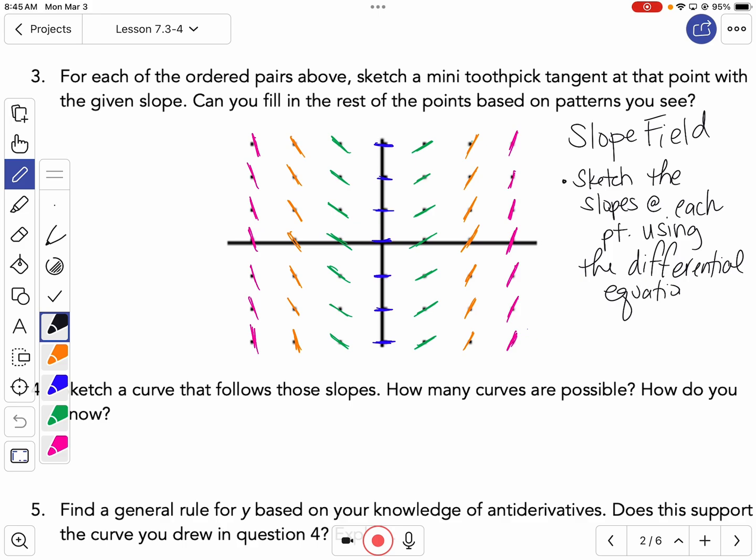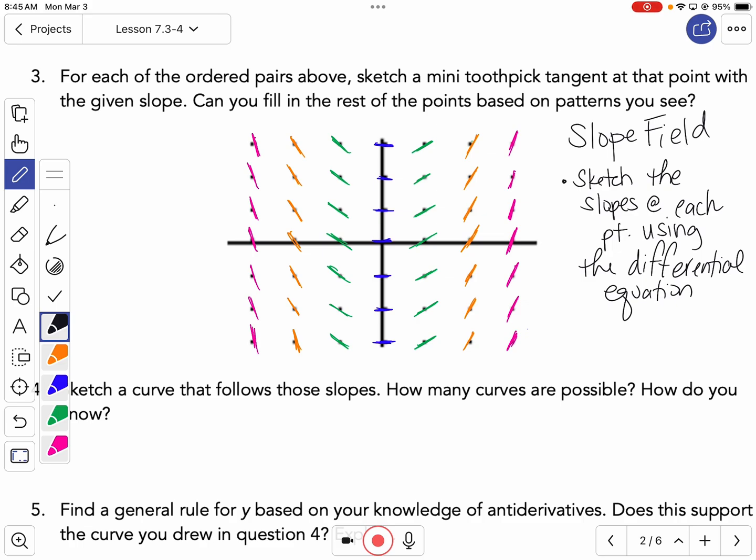Right? Now, in this differential equation, what's the only thing that impacted my slope? The x value, okay? Differential equations can be very complex, okay? This one was pretty simple. We were just looking at a differential equation that only depended on x. Now, what we have here is beautiful.